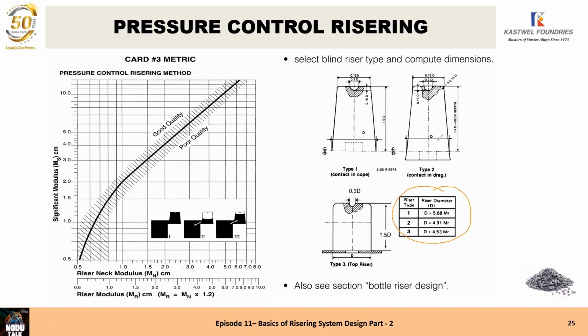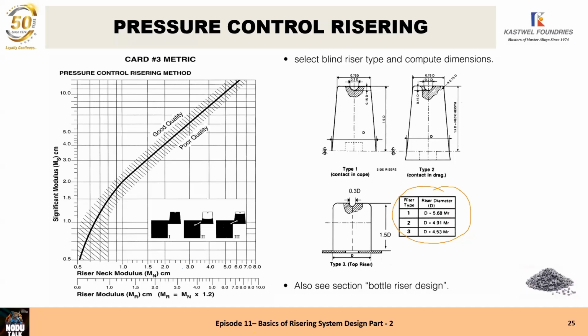So you got the casting significant modulus. From the figure, you got the casting neck modulus, riser modulus, neck modulus, and the riser modulus is equal to 1.2 times the neck modulus. So you have got all the parameters to give you the riser dimensions.